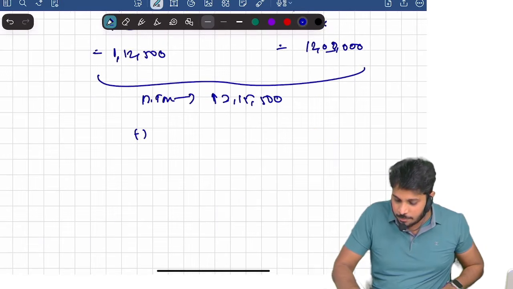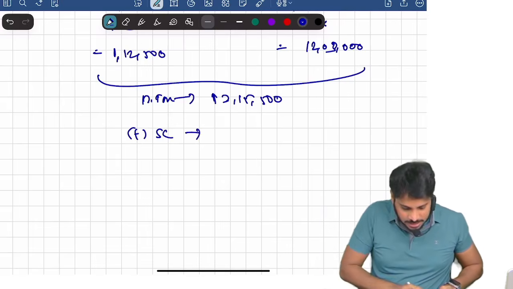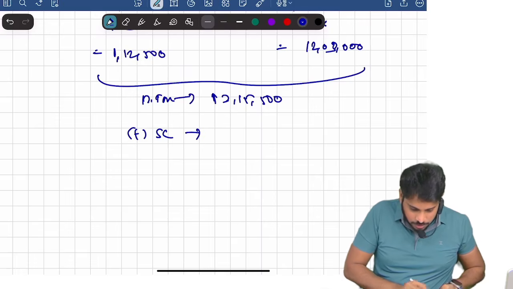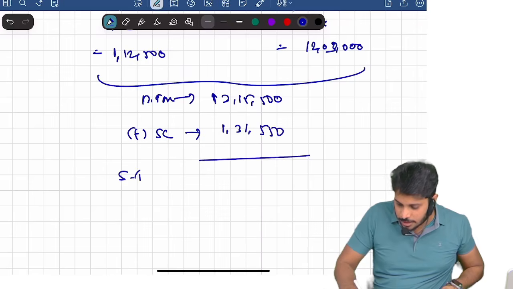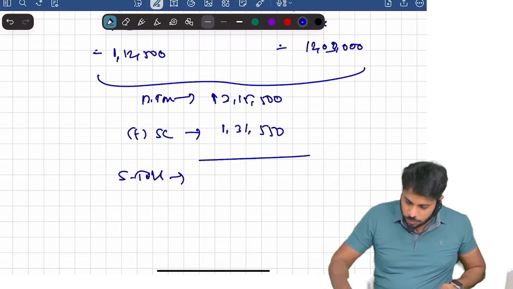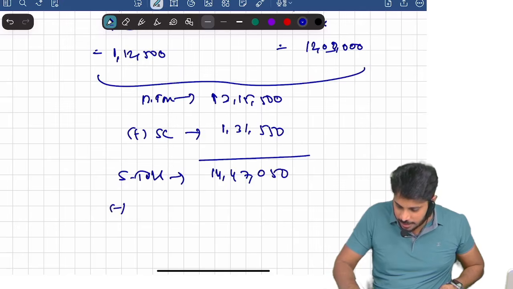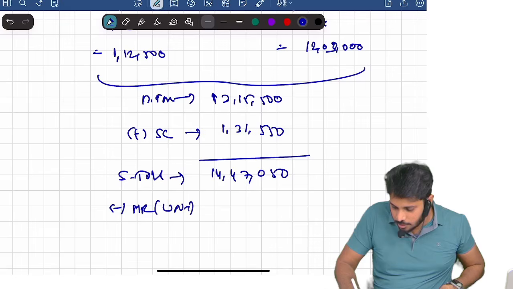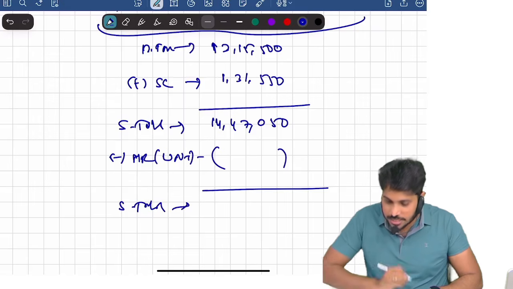This is basic tax. Agreed? Plus surcharge. Since total income crossed 50 lakh, 10% surcharge applicable. 13 lakh 15,500 into 10% is 1 lakh 31,550. Subtotal how much? 13 lakh 15,500 plus 1,31,550 is 14 lakh 47,050. Correct? Minus marginal relief, working note 1. So minus marginal relief, then you will get subtotal. This is the answer you need to find out.